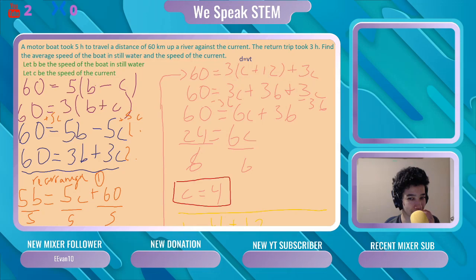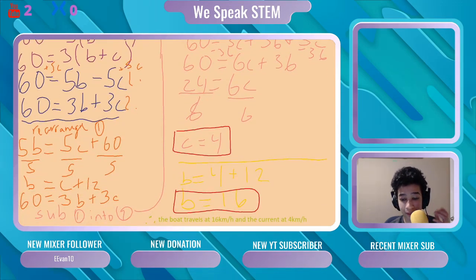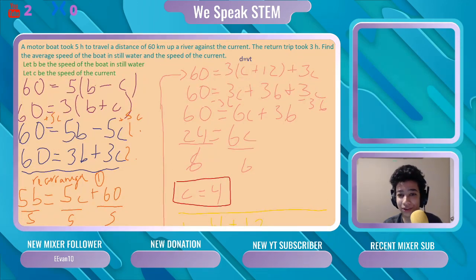Unfortunately, I'm gonna have to stop streaming eventually. But yeah, that was how to figure that out. And it all revolves around the formula d equals v times t.